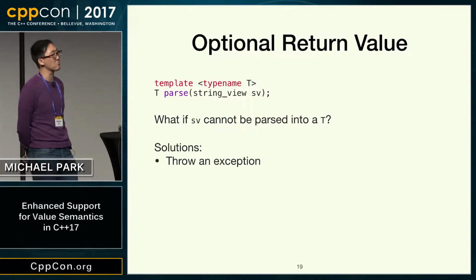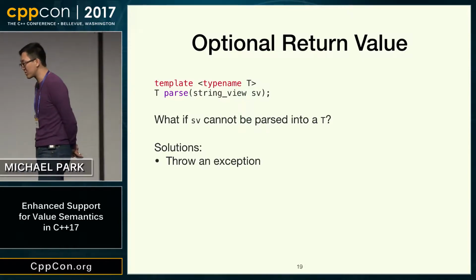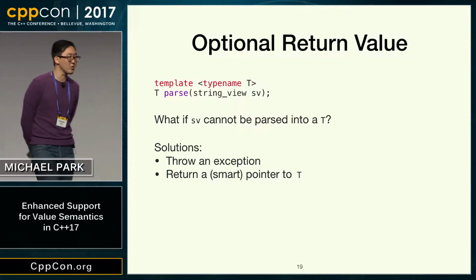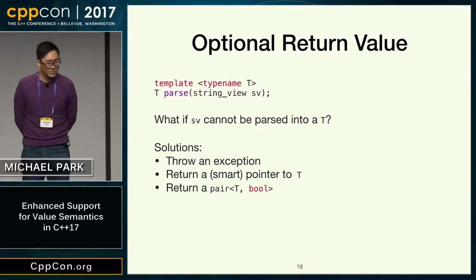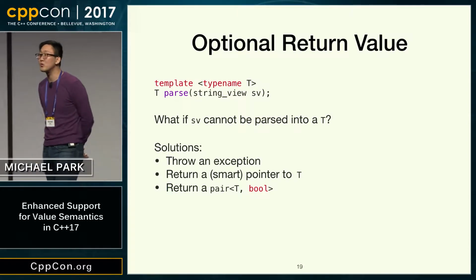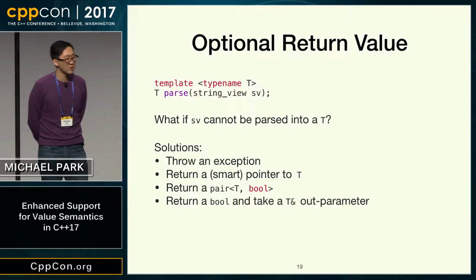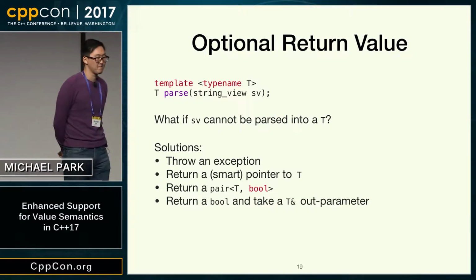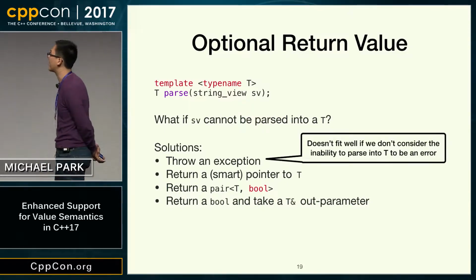The current solutions that at least I know about, that I'll enumerate here: one is obviously to throw an exception. Two, we could return a smart pointer or a dumb pointer, whatever, some pointer to T. Three, we can return a pair of T comma bool, where the bool indicates whether the T is valid or not. Four, we could return a bool and take a T reference as the out parameter. And there are drawbacks to all of these approaches that I'll iterate through quickly.